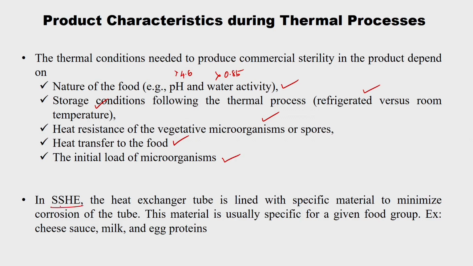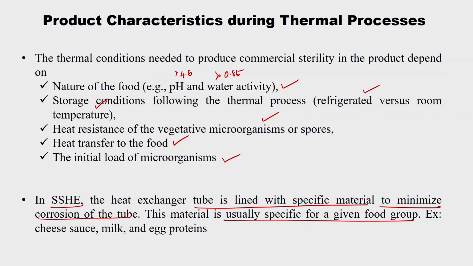In SSHE, that is nothing but a scraped surface heat exchanger, the tube is lined with a specific material to minimize the corrosion of the tube, because the tube is directly exposed to the product material, which sometimes fouls the tubing. So, that can be taken care of by using a specific material coating on the surface of the tube. The material is usually specific for a given food group, since it is a food material and our aim is to minimize the contamination. Which kind of coating material you use throughout the tube, we need to be very careful about, and also it should be consistent with the food material.